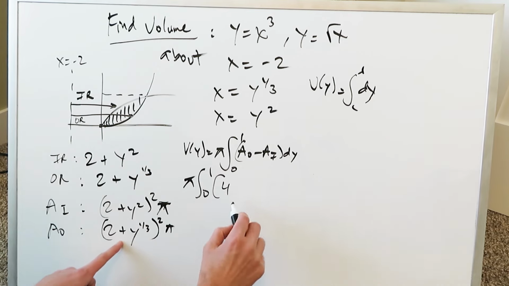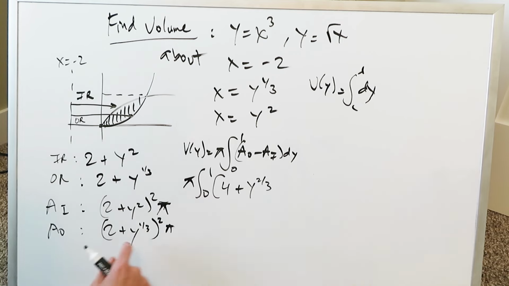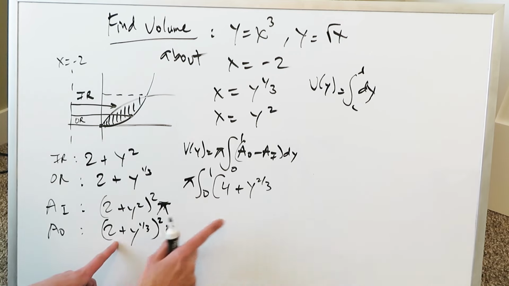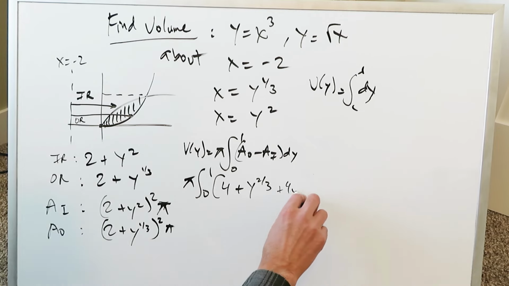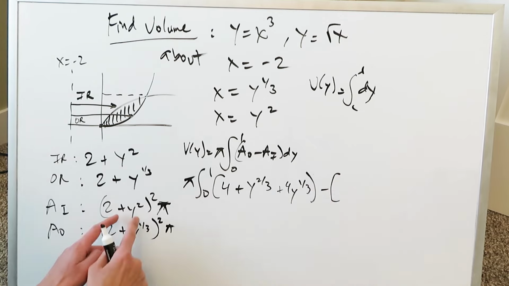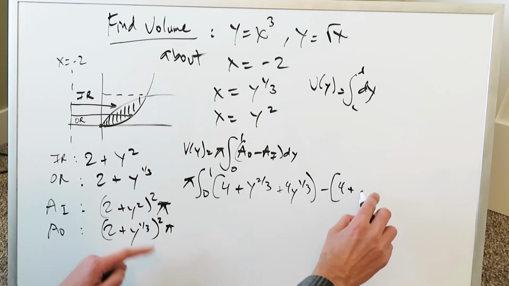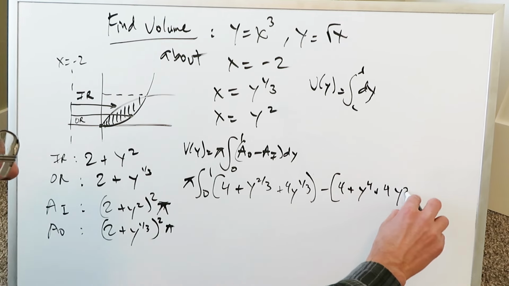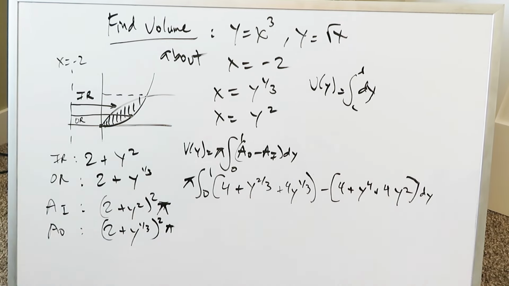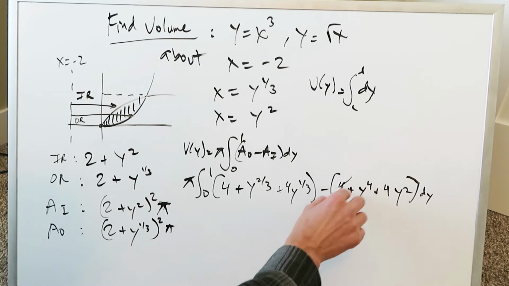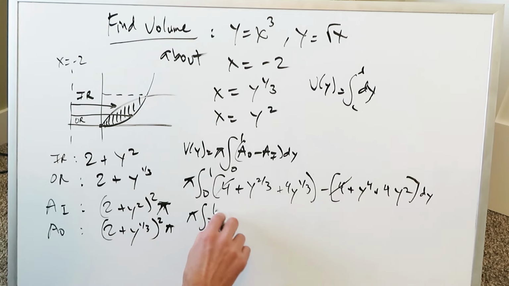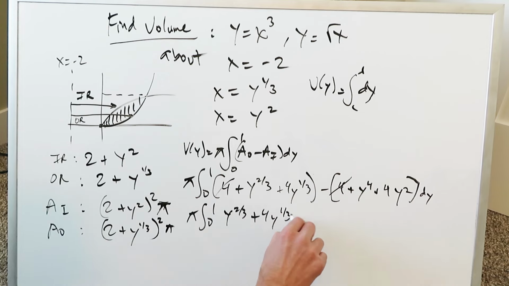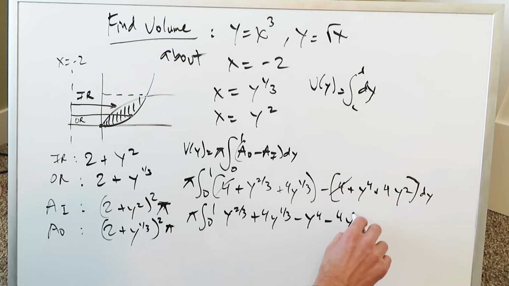You'll have 4 plus y to the 2 over 3. Remember, it's a plus b whole square, which is a square plus 2ab plus b square, plus 4y to the 1 over 3, minus, we'll do this part right here, which will be 4 plus y to the 4. Again, this is a plus b whole square plus 4y square, all with respect to dy. When you open this up, you'll have pi, and then all of these items come through: y to the 2 over 3 plus 4y to the 1 over 3 minus y to the 4 minus 4y square dy. And this right here is polynomial integration.